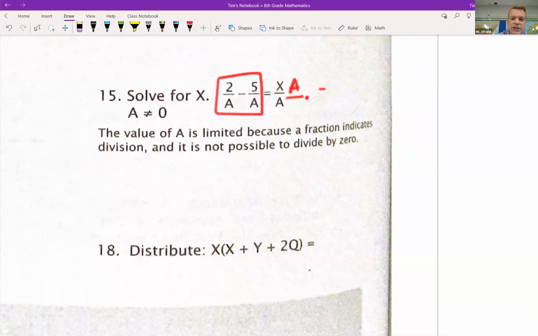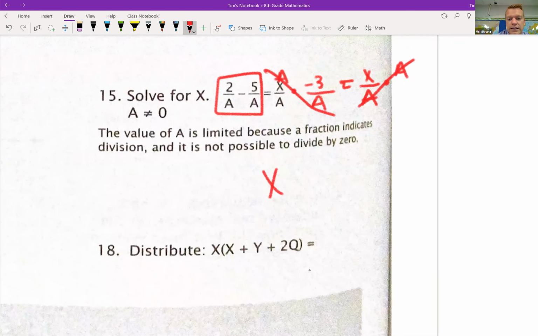So let's try this again. I know my mistake I just made. Okay, so let's start from the beginning. You can put 2 over a minus 5 over a together because they are like terms, all right? So that is still going to be negative 3 over a, and that's going to equal x over a. Okay, so a couple things I could do. I'm going to multiply by a on this side. Multiply by a on this side then. Okay, the a's cancel out, the a's cancel out. Look what I'm left with. X equals negative 3. There you go.